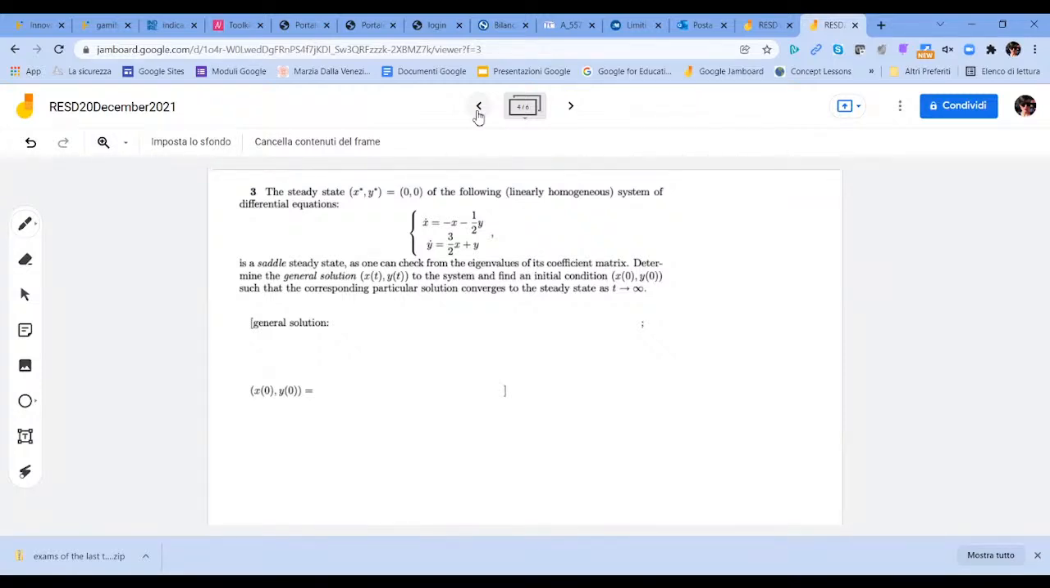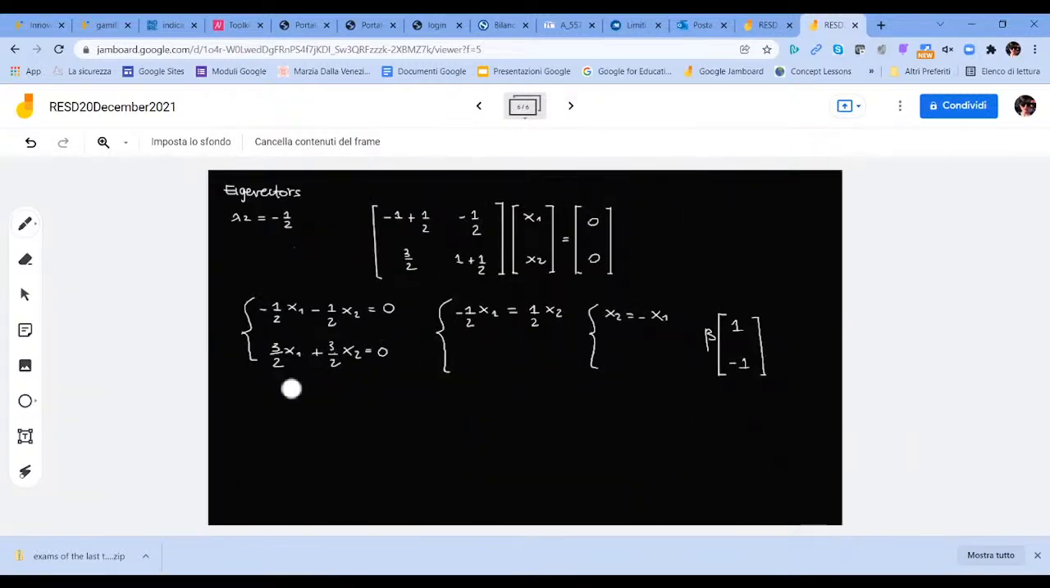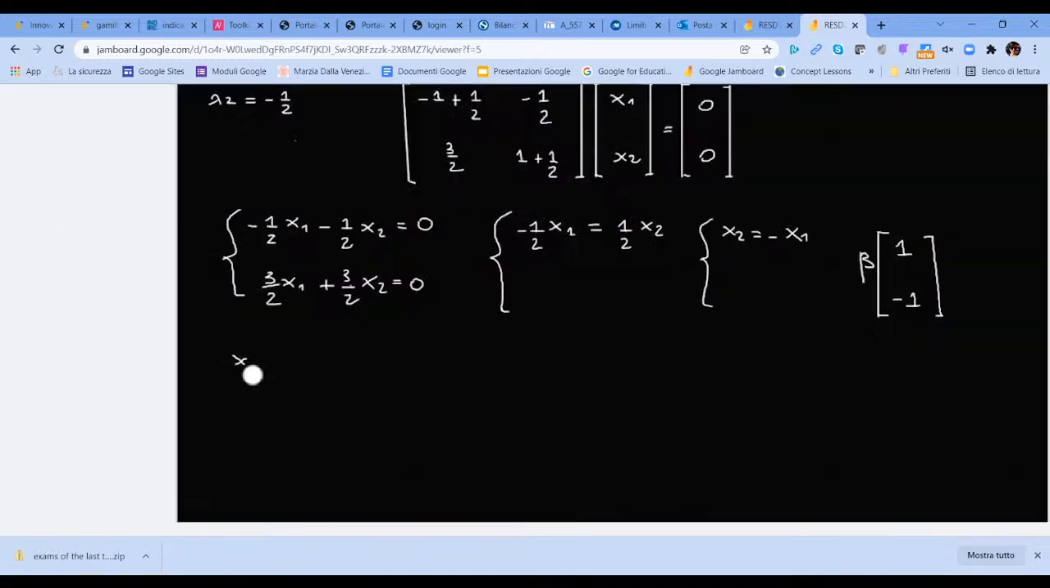We should find the initial condition, that is x of 0 equals and y of 0 equals something, such that the corresponding particular solution converges to the steady state. So the particular solution that we can write should be x1 of t. So the general solution, let's write the general solution, x1 and x2.